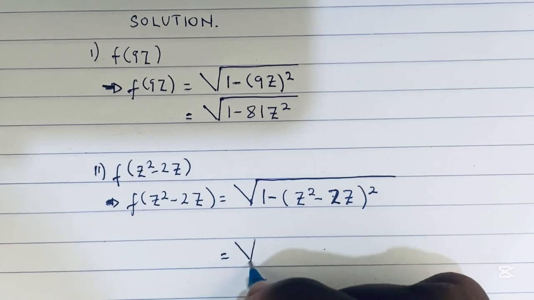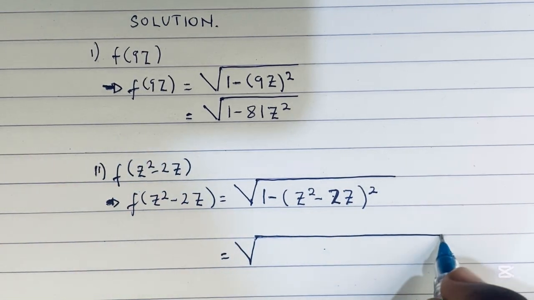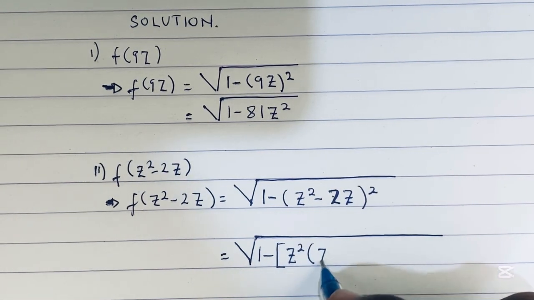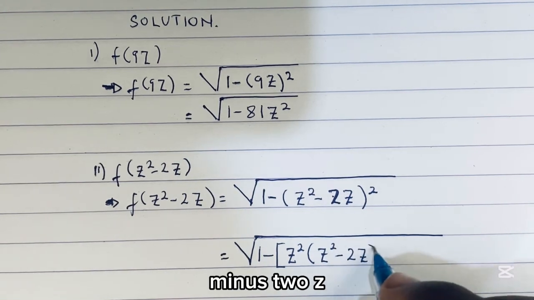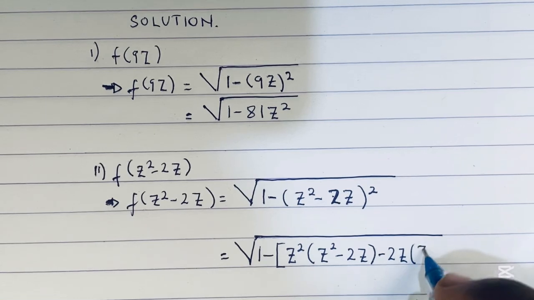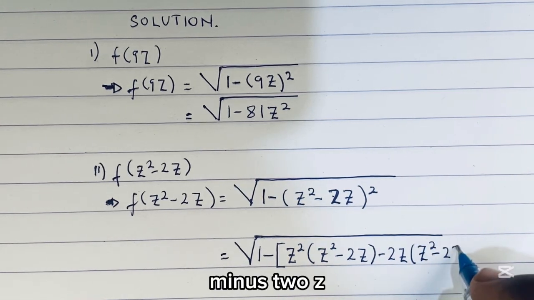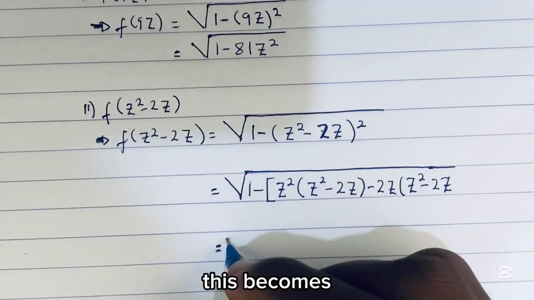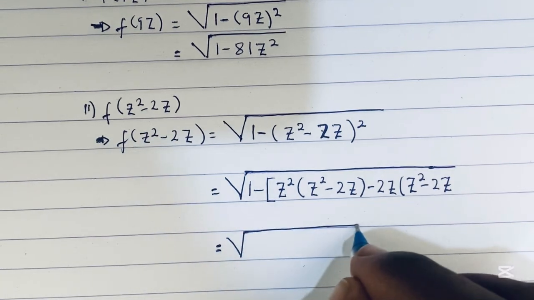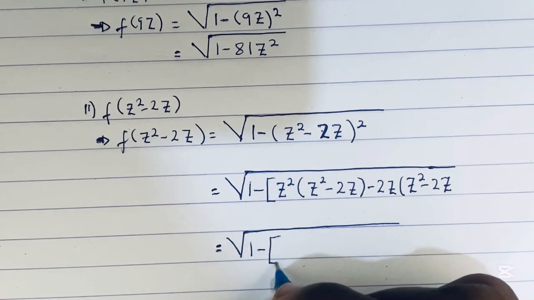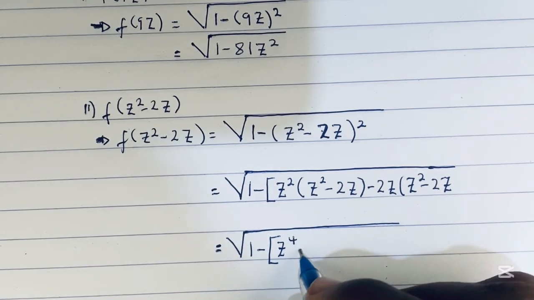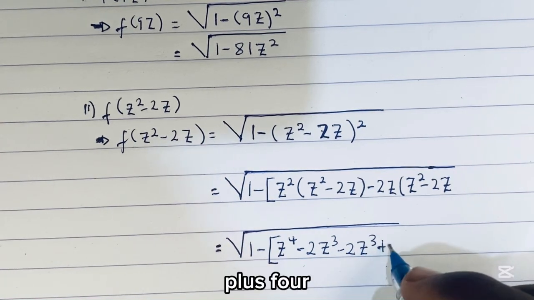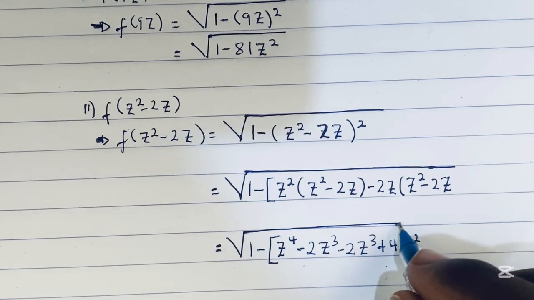So this is the same as 1 minus z squared minus 2z times z squared minus 2z. So we can simplify that. This becomes the square root of 1 minus z to the power 4 minus 2z cubed minus 2z cubed plus 4z squared.